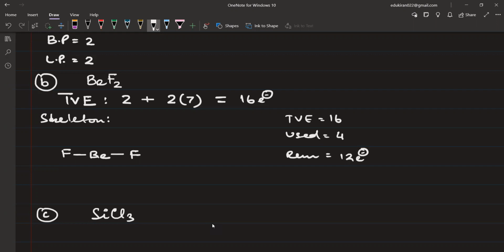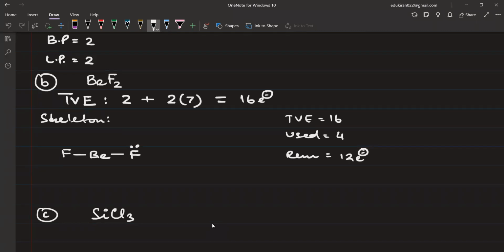What happened? Tell me. Fluorine is happy. How many electrons are there in fluorine right now in the skeleton? How many electrons does the fluorine have? 2, right? But 2 is not happy. For happy, it should have how many electrons? 8, right? So we need to fill the electrons like this.